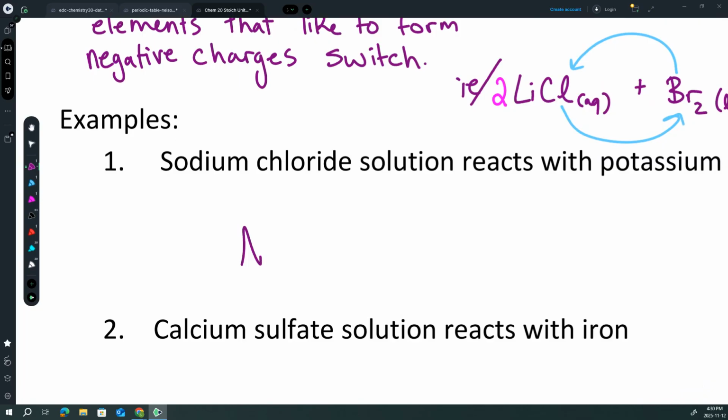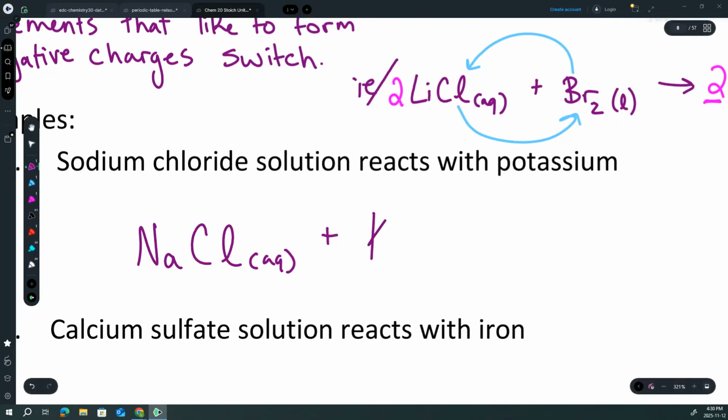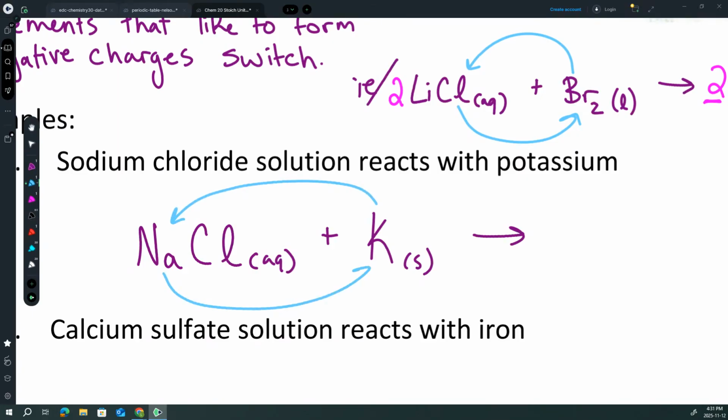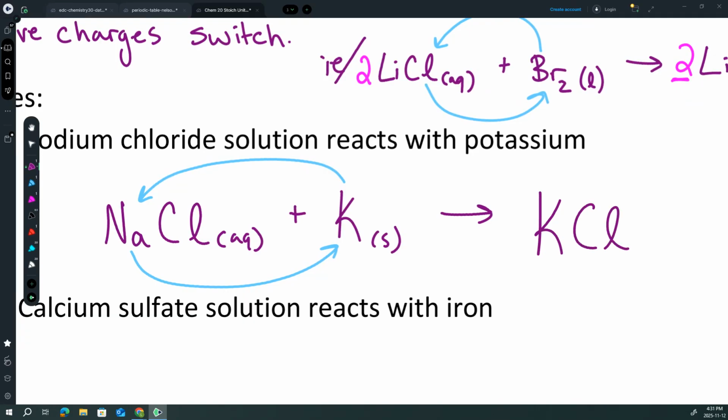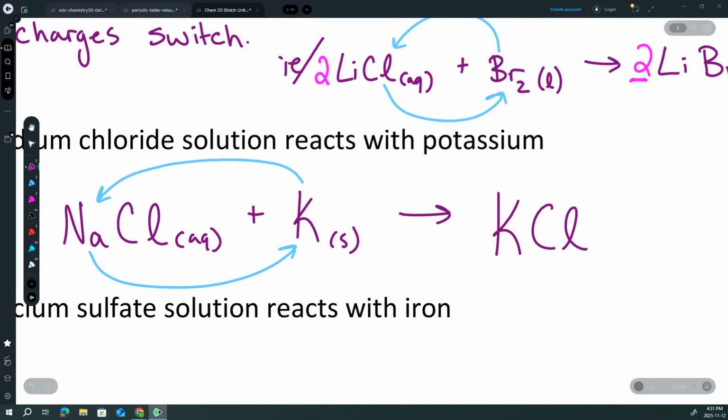So we have sodium chloride solution, that means aqueous. Reacts with means that it's a plus sign. Potassium. Okay, so potassium is a solid. And because potassium likes to form positively charged ions, positive switches with positive. So sodium and potassium, they switch. So we're going to have potassium chloride. Potassium likes to have a positive 1 charge. Chloride likes to have a negative 1 charge. That equals 0. So we don't have to do crisscross applesauce.